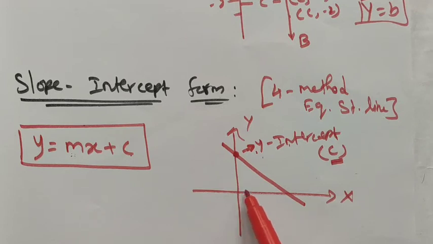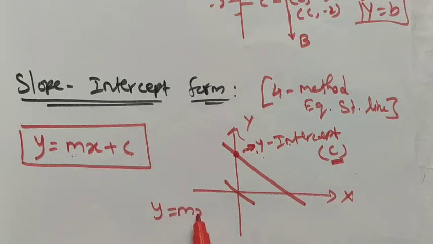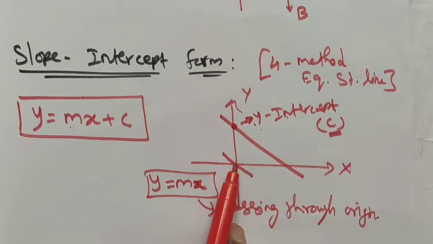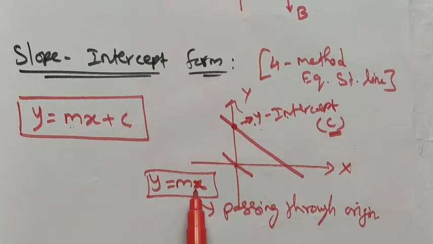And then if this line is passing through the origin like this, we have the formula y is equal to mx, here intercept equal to 0. So this is the formula for a line passing through the origin, y is equal to mx. Here the y point is equal to 0, that is the y intercept is 0. So we get y is equal to mx as the formula.